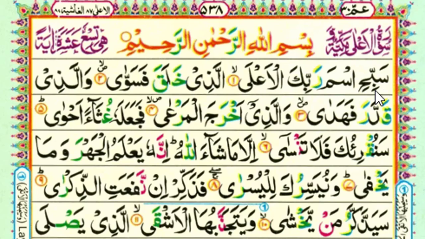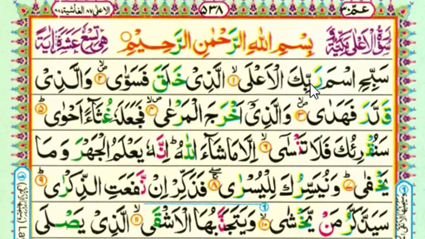Sabbih isma. On the ba we make a bit strong sound, and the ha sound we read from the middle of the throat. Sabbihis. On the seen we make whistling sound and hums quality as well. Sabbihisma Rabbikal. Ra we read in heavy sound due to the fatha sign on it.